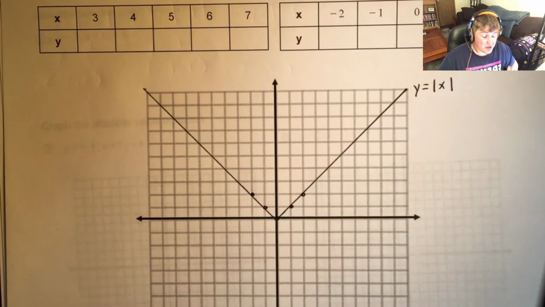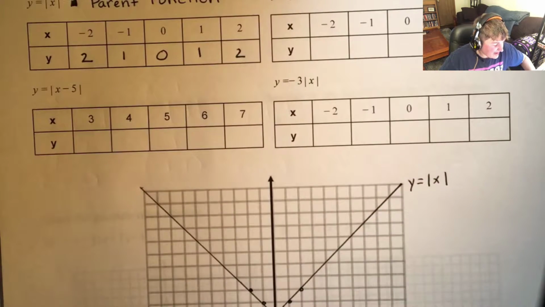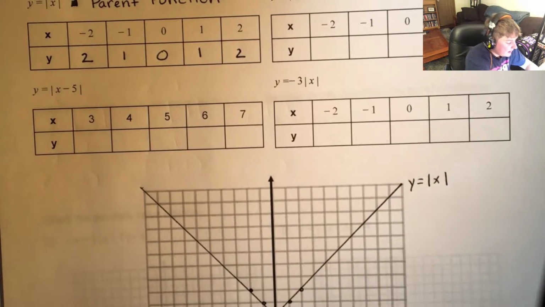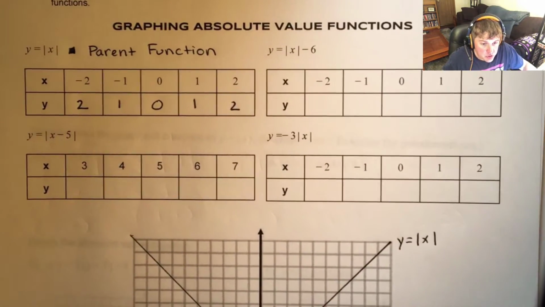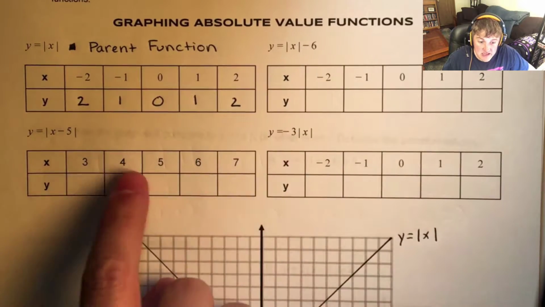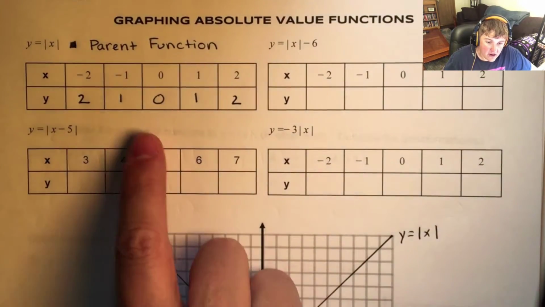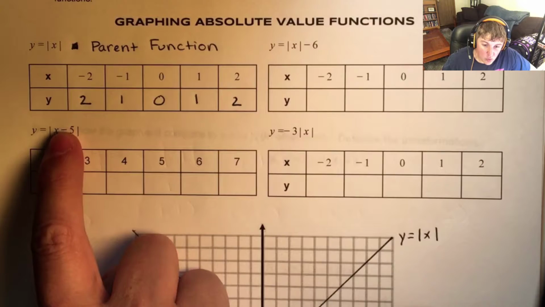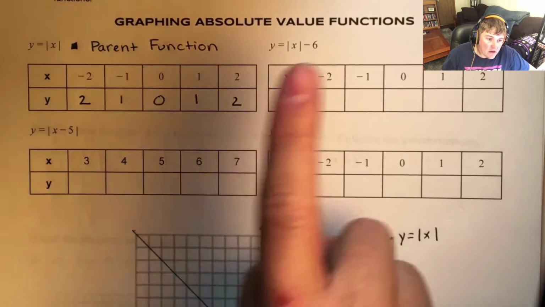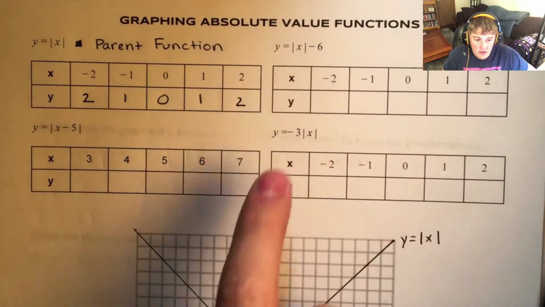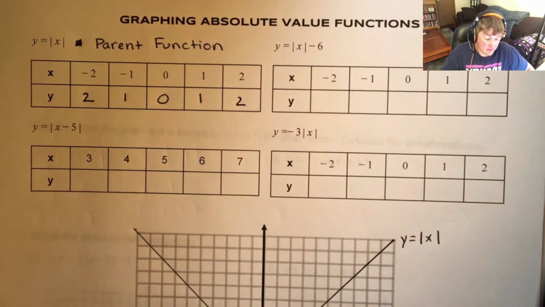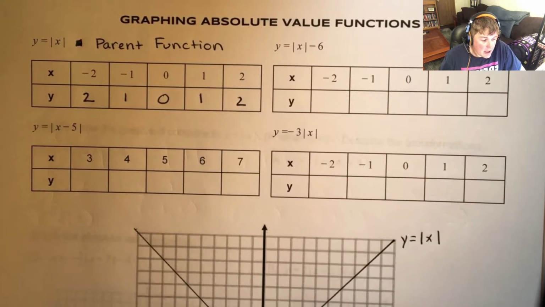So what I want you to do is I want you to, preferably in a different color, go ahead and do the same thing for each one of these tables and then graph. And then off to the side, I want you to tell me, like, what does this -5 do? What does this -6 do? And what does this -3 do? So go ahead and pause the video and go ahead and try that on your own.